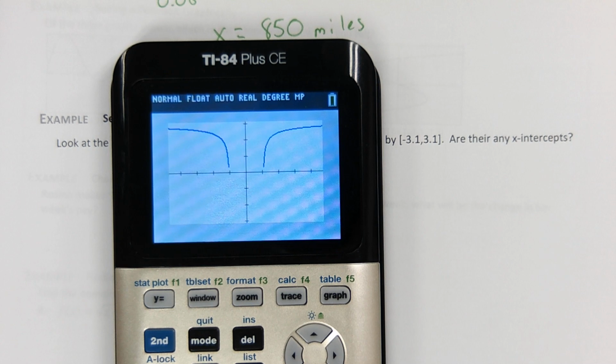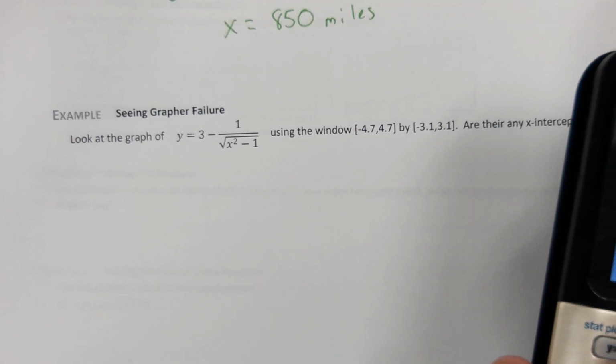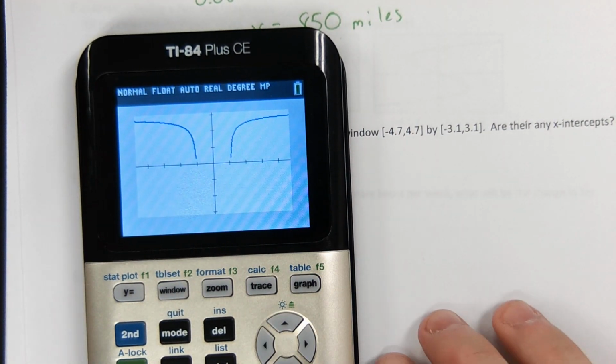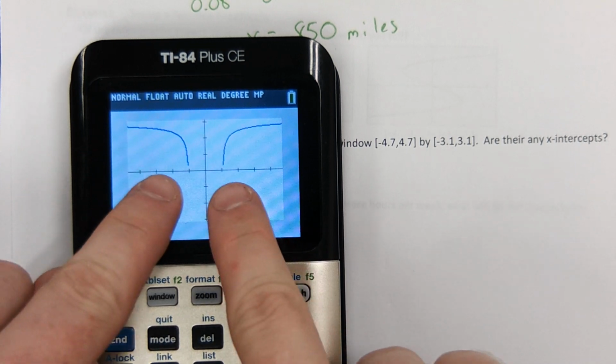So here's my question. Does this graph have x-intercepts? Doesn't look like it, does it? Okay. What about this? If there were going to be x-intercepts, what values of x do they appear to be around? Yeah. They look like they're about 1 and negative 1, don't they?